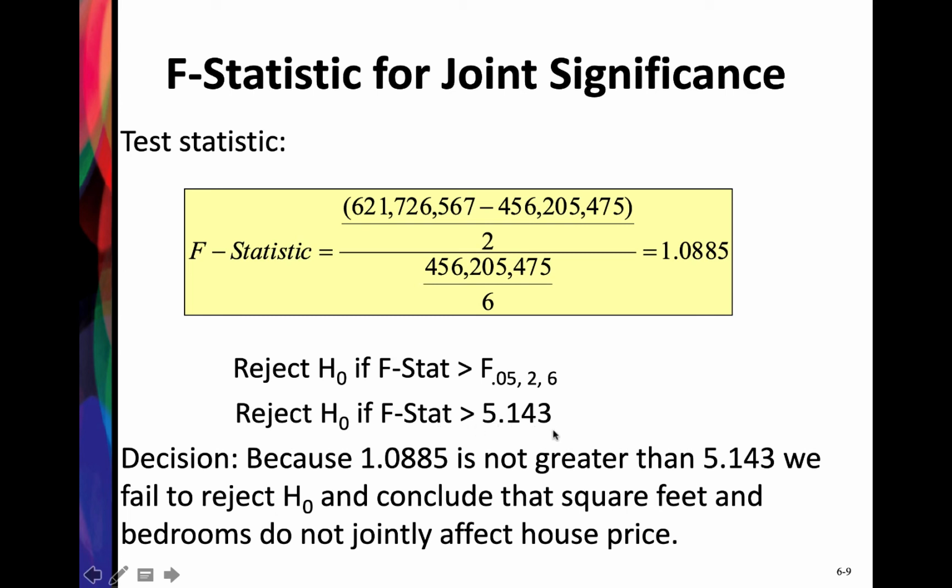And then our decision is, because 1.0885 is not greater than this number, we fail to reject the null and conclude that square feet and bedrooms aren't jointly significant. So they're not only individually insignificant, they're also jointly insignificant.